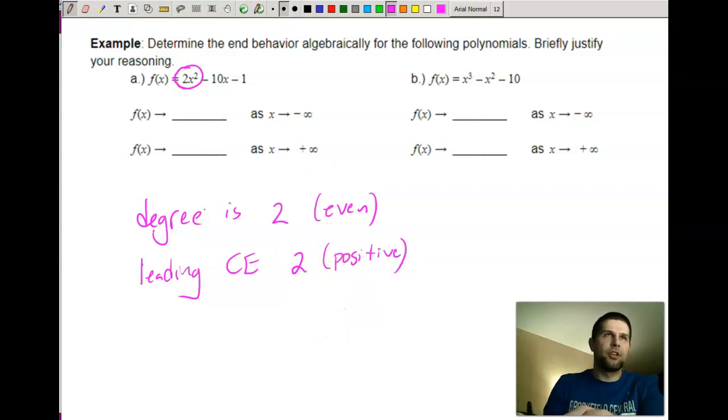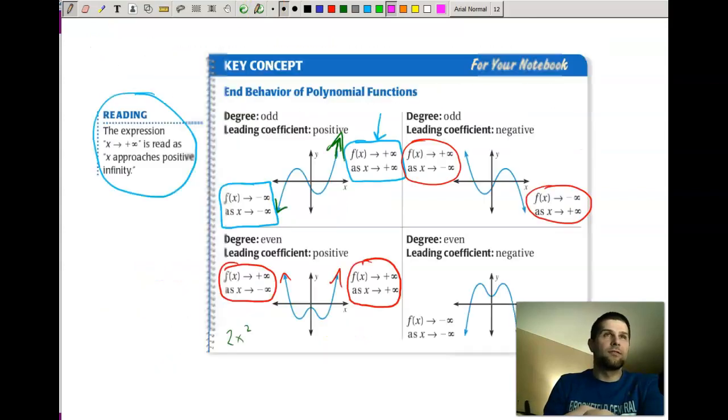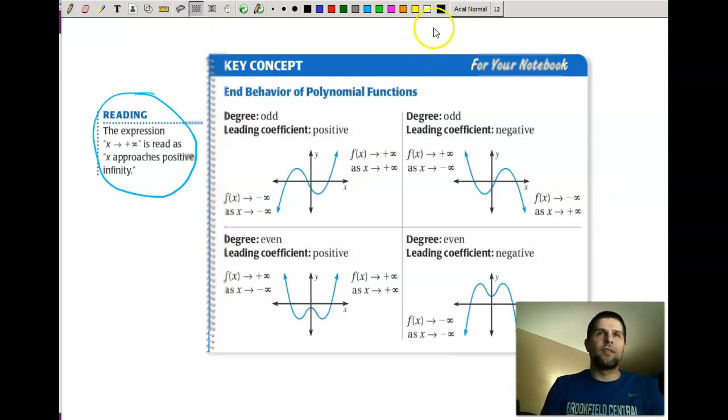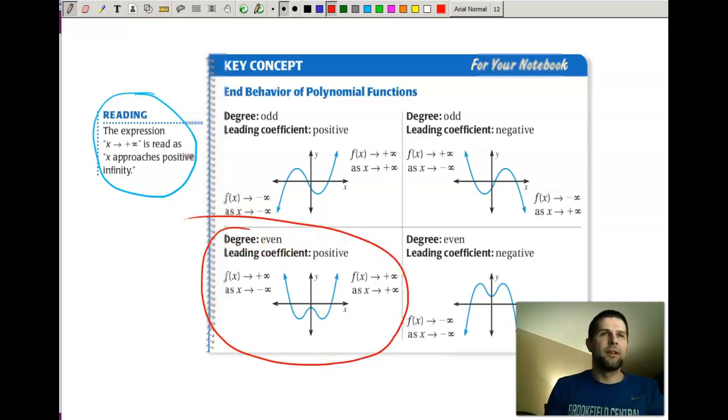Okay, so if we go back to our chart, we know that we have a degree that's even and a positive coefficient. We know it's going to be like this, right? So we can kind of think about, you're going to eventually memorize these patterns for sure, but at first you might want to look back and say, all right, the degree is even, the leading number is positive. What's going to be the end behavior? Well, it's going to go up and to the left and up and to the right.